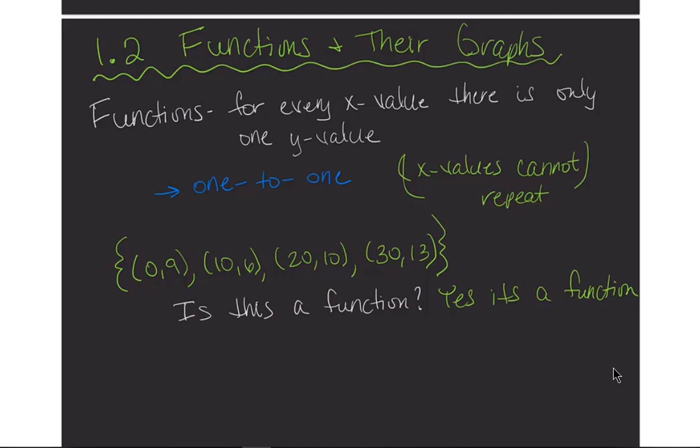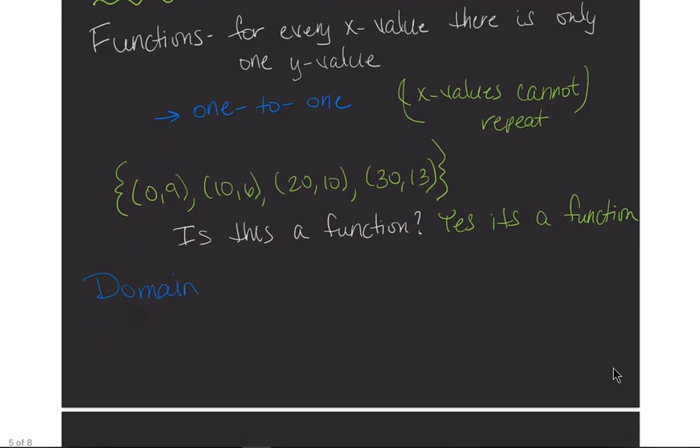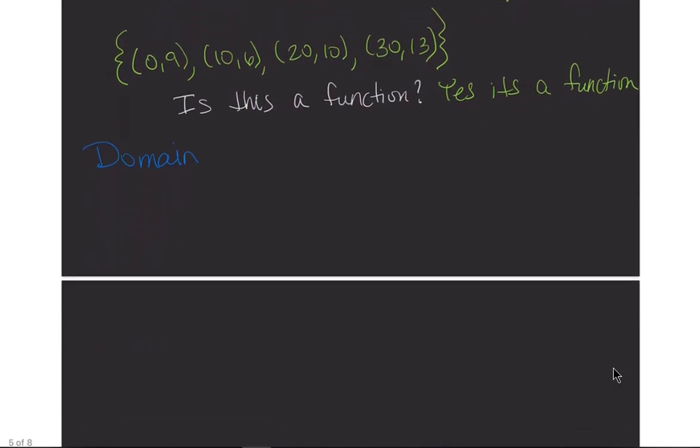Do you guys remember domain? What values do we talk about when we're talking about domain? Would that be our x values or our y values? X, yep. These are our x values. So if I wanted to know the domain for my function, it would just be all of my x values, right? So what were my x values? 0, 10, 20, and 30? And if we're talking about domain, then we might as well talk about range.